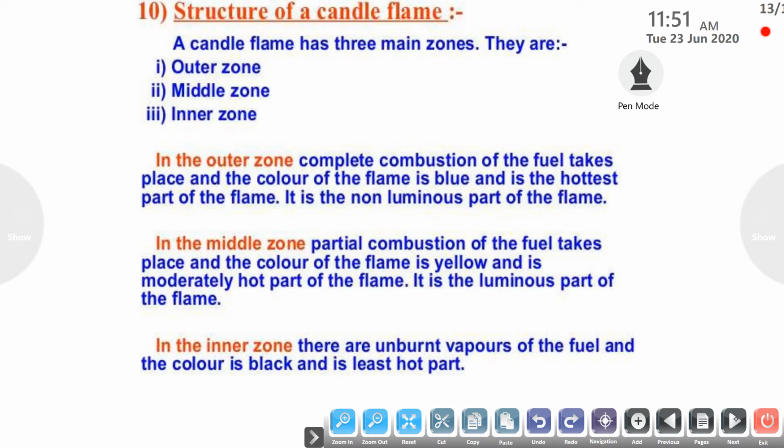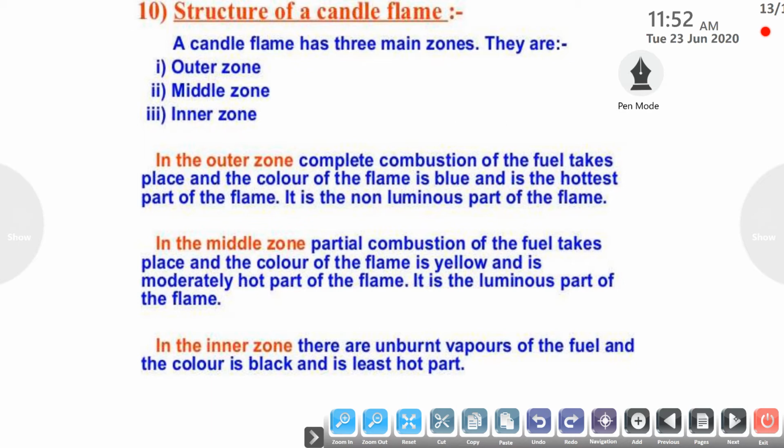The structure of the candle flame, as I have told you earlier, is that a candle flame has three main zones: outer zone, middle zone, inner zone. In the outer zone, complete combustion of the fuel takes place and the color of the flame is blue. It is the hottest part of the flame and it is the non-luminous part of the flame.